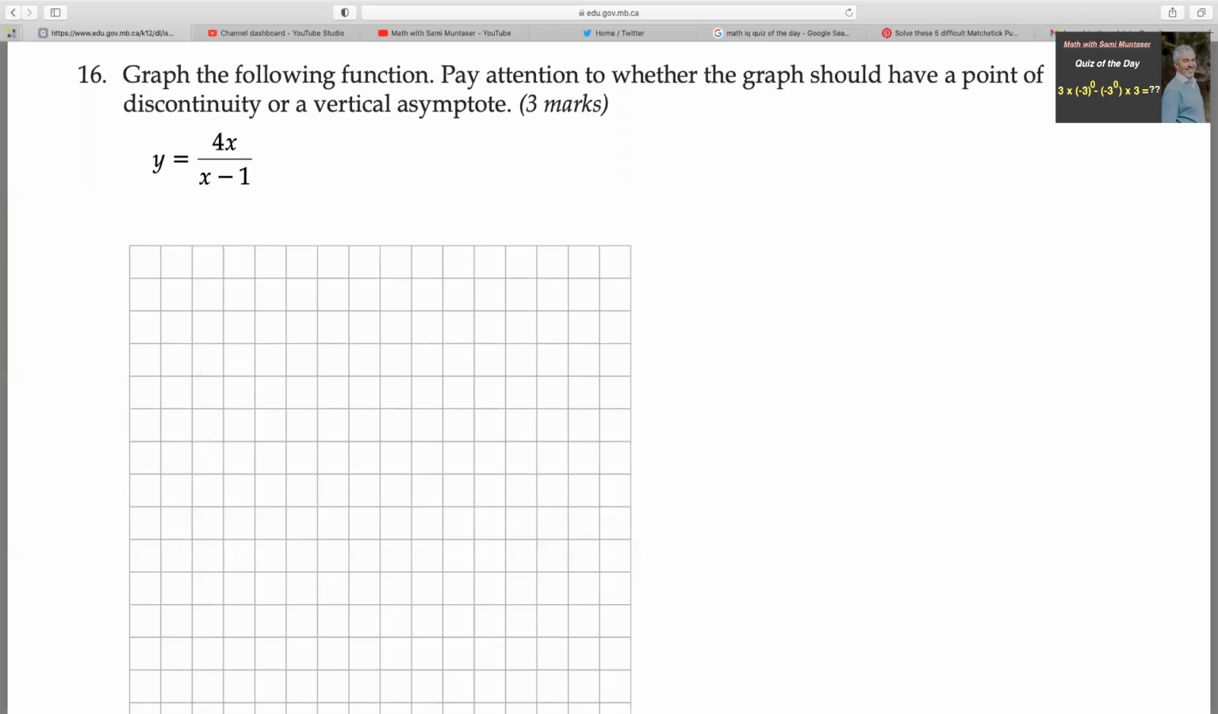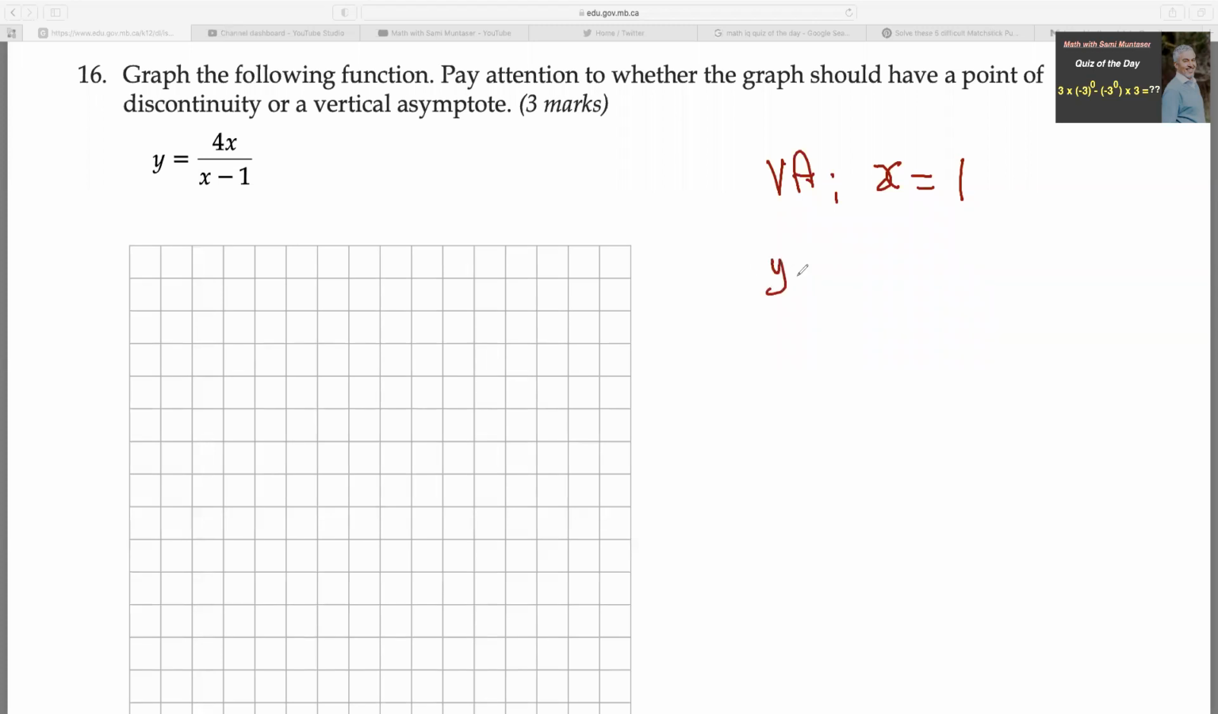So here is rational functions. So they want me to graph this: y equals 4x over x minus 1. Pay attention to whether the graph should have a point of discontinuity or a vertical asymptote. So definitely this graph has a vertical asymptote at x equals 1, because you cannot have 0 on the bottom. So x equals 1 is a vertical asymptote.